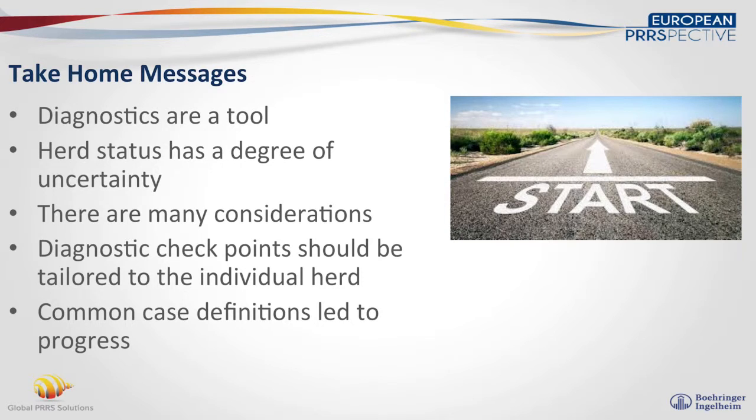So I'm going to wrap up here with my take-home messages. So first, diagnostics are a tool that we have to put together and we have to use. But herd status has this great degree of uncertainty. We have to accept that these 30 samples or 60 samples today, and they are PCR negative, they may not actually be. Those samples may be negative, but that population may not be negative. Or that batch may be negative, but the next batch may not be negative. And so it's an ongoing and continuous process of putting it all together.